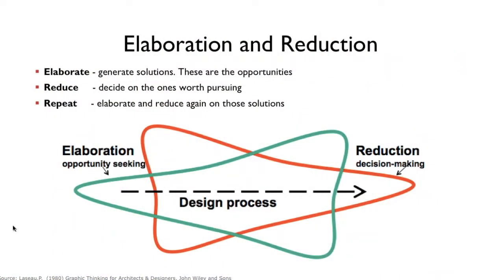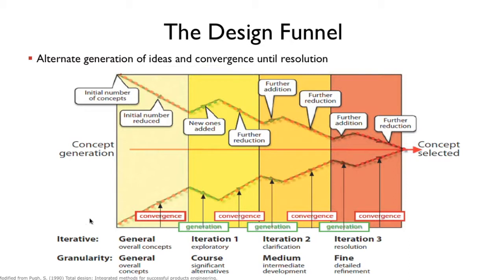So last time we talked about this tension between elaboration and reduction. The idea is that at the beginning of the design process, you want to try and develop as many designs as possible. And then as you go through the design process, you start doing more decision making, and you reduce the designs down to the ones you're actually going to be developing. And then we also talked about this notion of a design funnel, where you have concept generation at the beginning, and then you funnel down through the different concepts until you finally get the final concept you're doing.